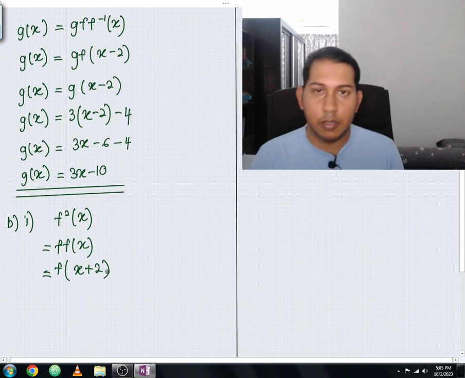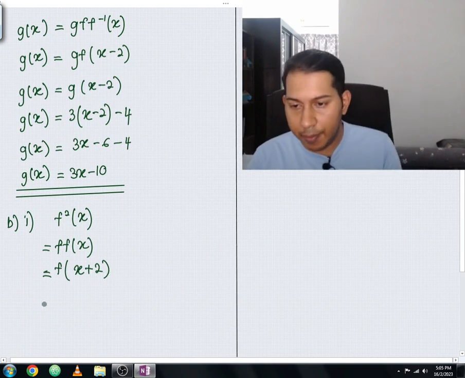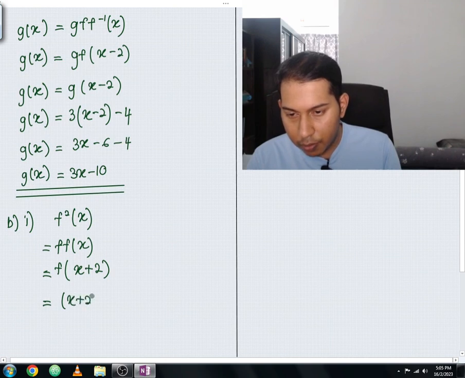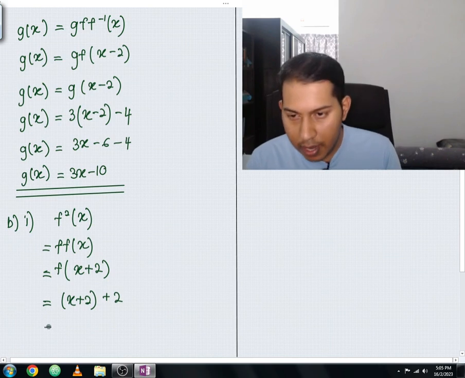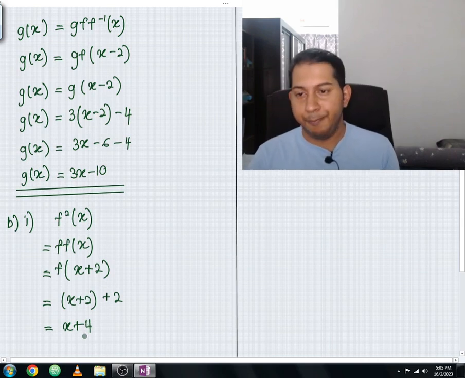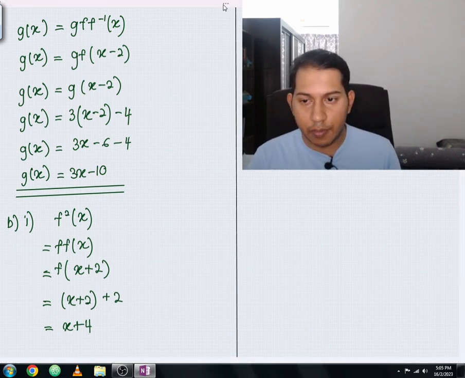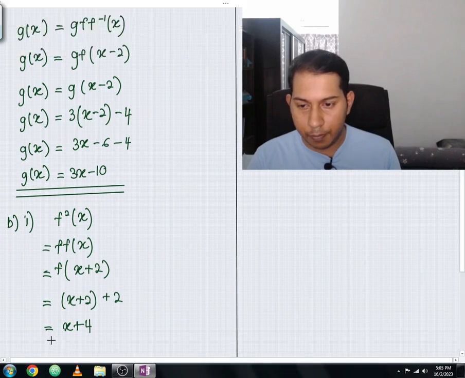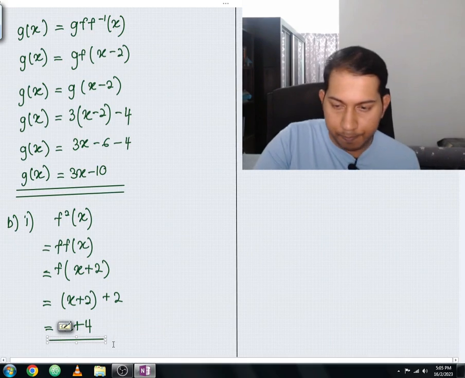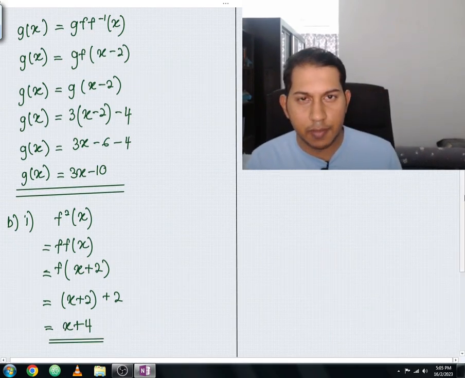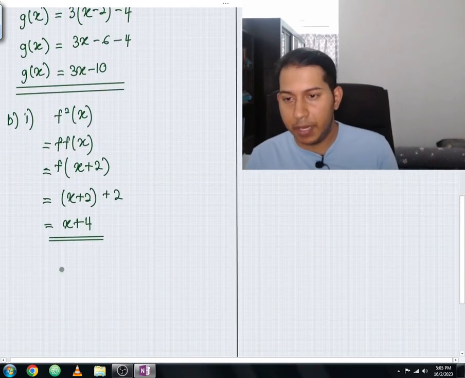This x plus 2 will be mapped again into the function f. So x plus 2, close bracket, plus 2. From here you get f squared x is equal to x plus 4. Let me underline the solution for question B part 1. Let us focus our discussion on question B part 2.